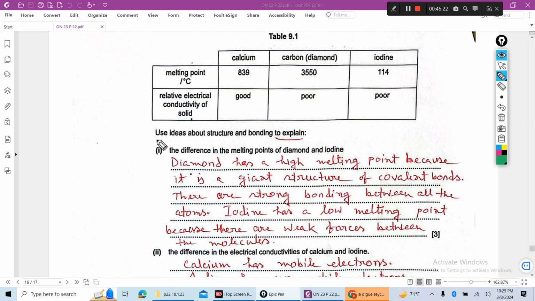Now you are asked, use ideas about structure and bonding to explain the differences in the melting point of diamond and iodine. You have to explain differences. This is the diamond and this is the iodine. You see, diamond has high melting point than iodine. Diamond has a high melting point because it is a giant structure of covalent bonds. Diamond is a giant covalent structure. There are strong bonds between all the atoms.